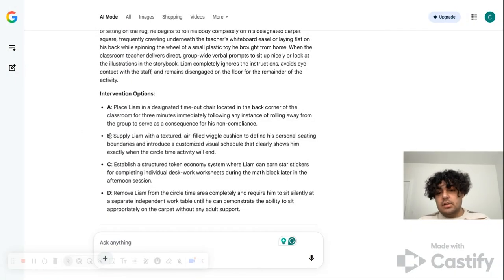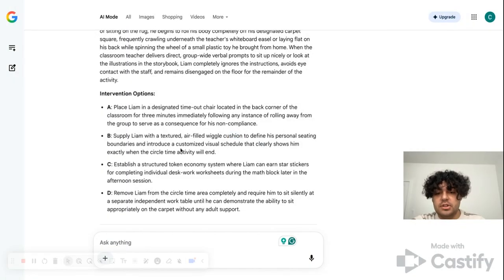So let's see. B: supply Liam with a textured, air-filled wiggle cushion to define his personal seating boundaries and introduce a customized visual schedule that clearly shows him exactly when the circle time activity will end. So, things that I like about this. I think going towards something sensory that can be beneficial for having this child sit during this time can be beneficial if he's comfortable with it. We don't want to force it, but I do think that could be a beneficial first line to try.